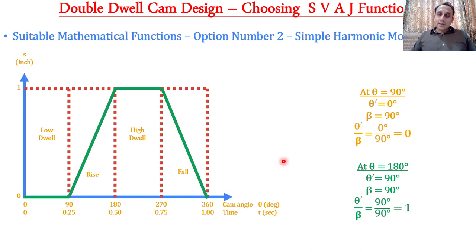At this point theta dash will be zero, beta is fixed at 90, because we have a rise from 90 to 180, so the difference is 90. So theta dash over beta will be equal to 0 at absolute theta of 90. What about at absolute theta of 180? At absolute theta of 180, the value of theta dash is 90, so 90 over 90 is equal to 1.